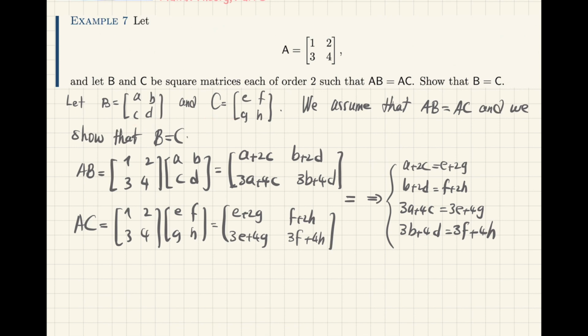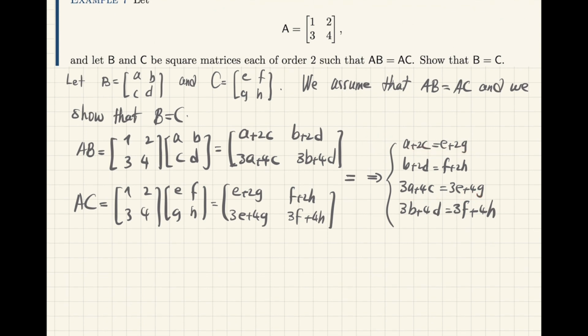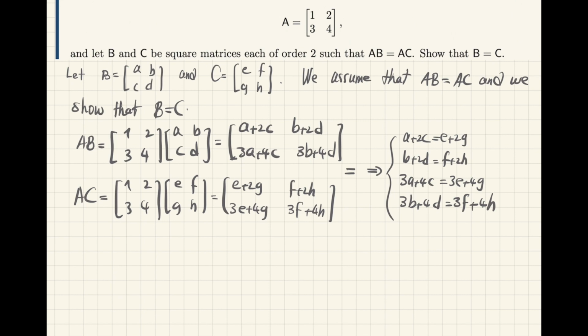Let us see. What can I do? For example, here I can multiply the first one by -3 and add it side by side to this. So let us see what happens. If I multiply the first one by -3, it becomes -3a minus 6c equals -3e minus 6g. And then let me write the third equation exactly below that, and then add them side by side.